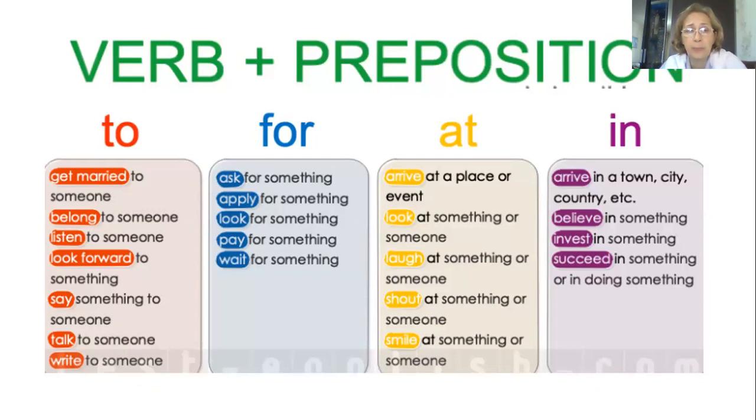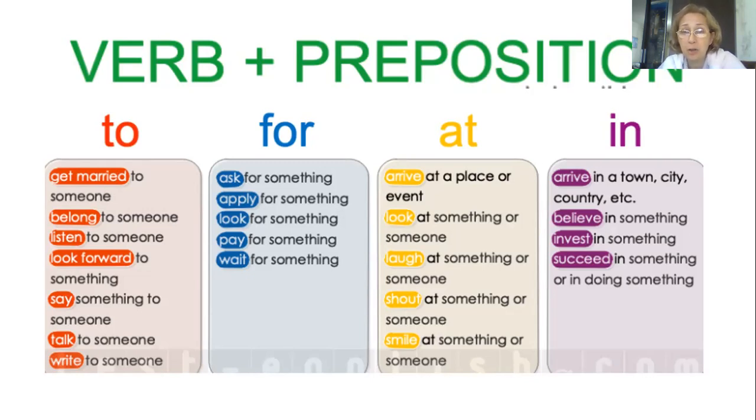We use this preposition when we use the phrase get married to someone, вступить в брак с кем-то, belong to someone, принадлежать, listen to. For example, in Russian, we don't use any preposition, слушать музыку, but in English, this is listen to music. Look forward to something, ждать с нетерпением. Say something to someone, talk to someone, write to someone. The preposition for, like ask for something, попросить что-то, apply for something, подать заявление на какую-то позицию, look for, искать, pay for, платить, wait for, ждать.